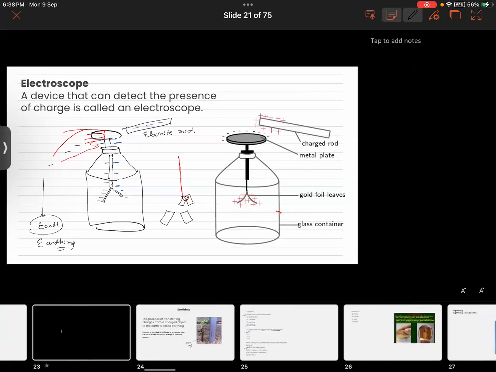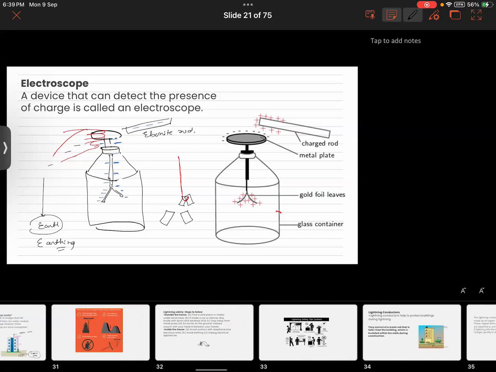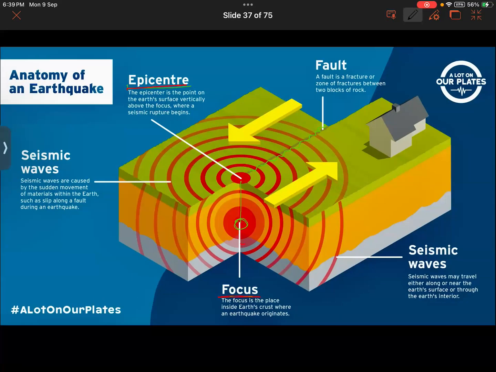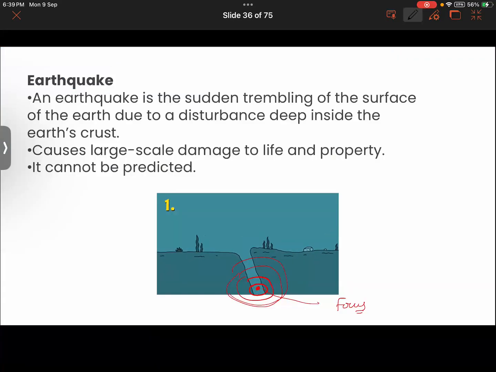All right. So today we are going to continue with earthquakes. In this, we were learning about a few terminologies. Moments ago I was asking some questions. You guys tell me, what is the epicenter?